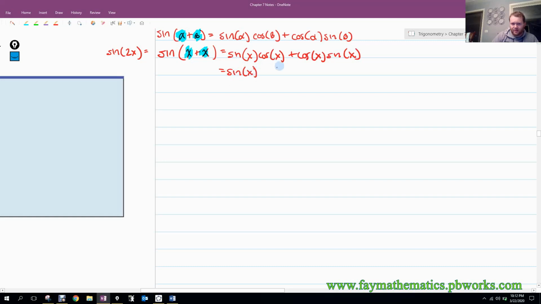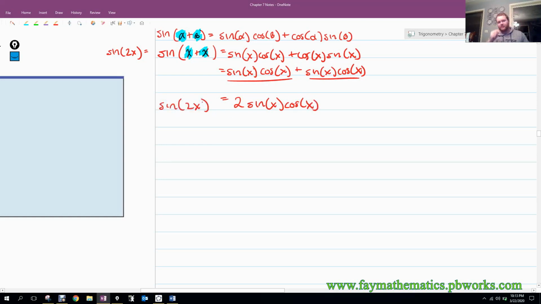Well, the commutative property tells us that this term in the back can be rewritten as sine of x, cosine of x, and now those are like terms, so we have two of them. 2 sine of x cosine of x, and that's where our sine of 2x formula is derived. Okay, cosine formulas are the same way, so let's just do those real quick.